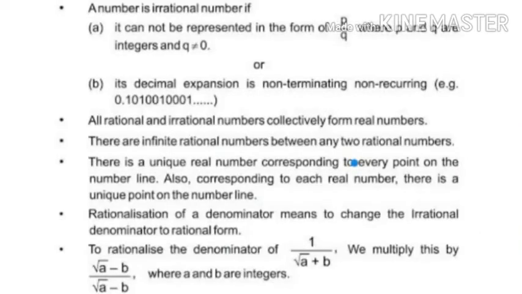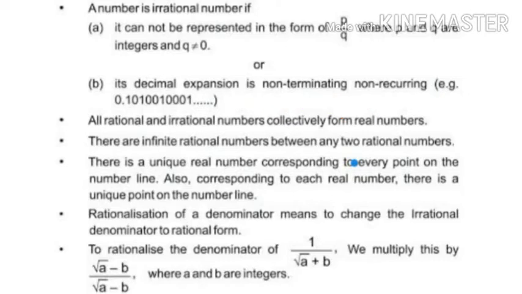Next is irrational number. Irrational numbers are the exact opposite of rational numbers. That means which cannot be represented in the form of p by q or in the form of a fraction, in the form of a ratio. Okay, that is called irrational number. That means its decimal expansion is non-terminating and also non-recurring. For example, root 2, root 3, or 0.10100100010000. If you go on dividing the number, it will go on, and it will not repeat the same numbers. Okay, so those are called the irrational numbers.